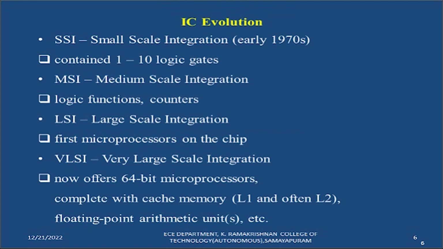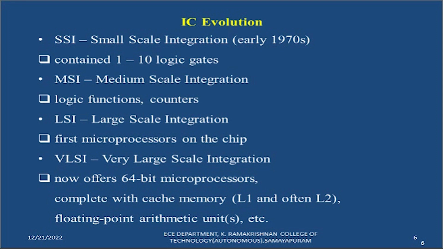If we come to the IC evolution, we can classify the IC evolutions into various categories. One is small scale integration, second is MSI, that is medium scale integration, third is LSI, large scale integration, fourth is VLSI, that is very large scale integration, and ULSI, ultra large scale integration, and so on. And based on that, we can also go from small scale integration to the micron as well as nanotechnology.